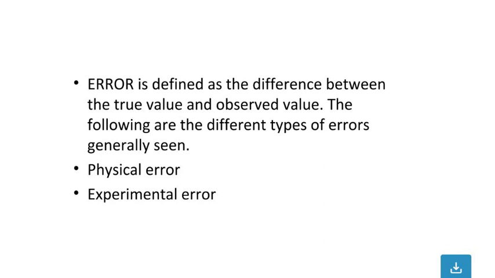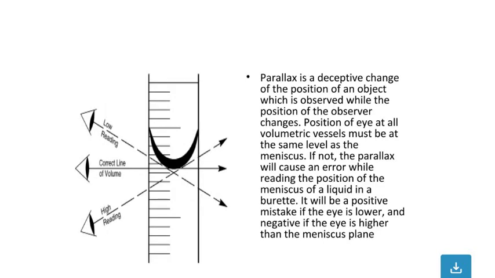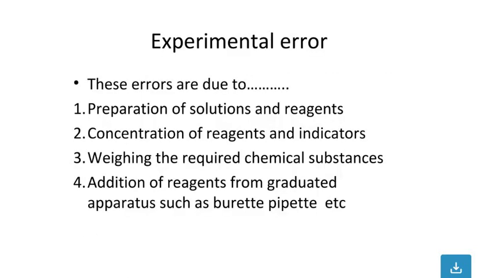Error is defined as the difference between the true value and the observed value. The following are the different types of error generally seen: physical error and experimental error. Look at here. Whenever you are measuring, you have to read the volumes at the lower meniscus. Now experimental error. These errors are due to preparation of solutions and reagents, concentration of reagents and indicator, weighing the required chemical substance, additions of reagent from graduated apparatus such as burette, pipette, etc.